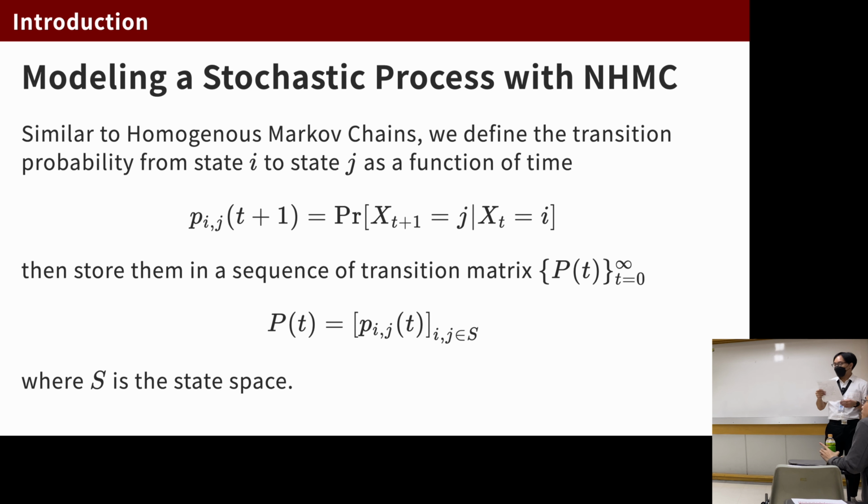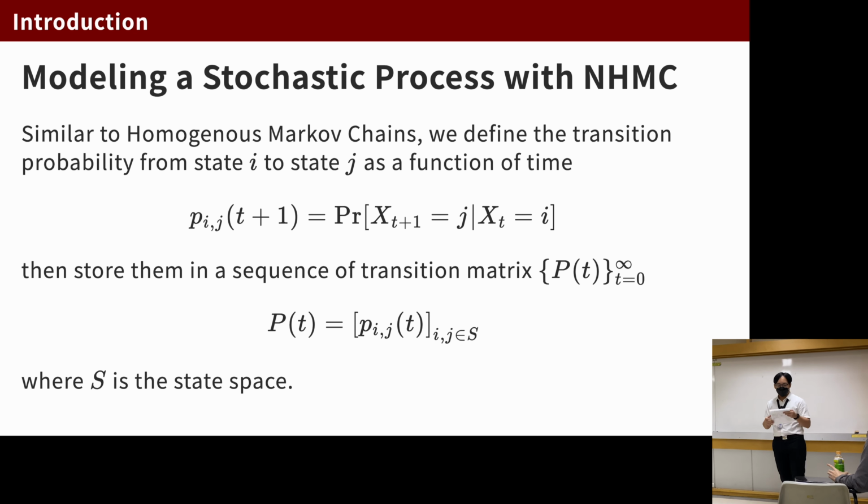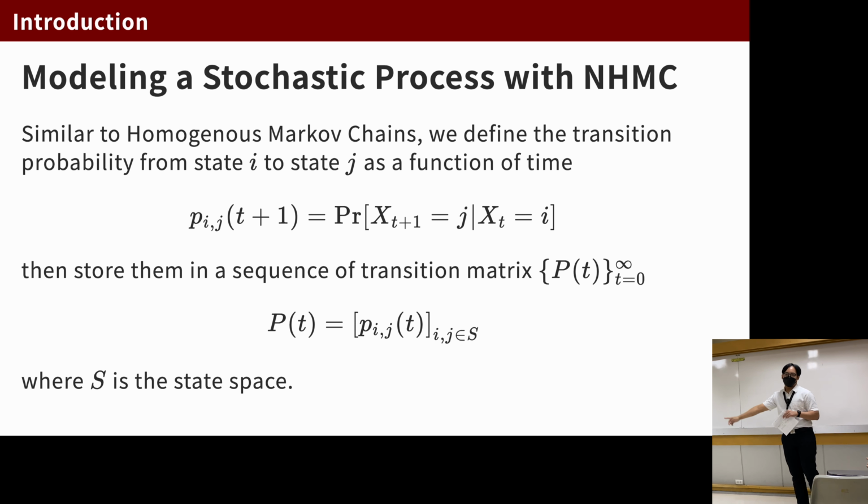So the next thing is modeling a stochastic process using non-homogeneous Markov chains. Definition-wise, it is quite similar to homogeneous ones, but the main difference is that instead of having one P matrix, or one transition matrix, we have a sequence of P_t matrices where t denotes the time. You can think of P_t as a storage of the transition probabilities. So it still has the same shape, with i and j being states in the state space S.